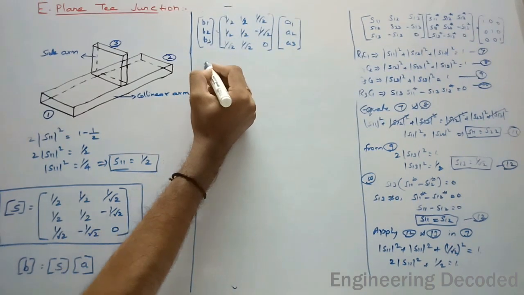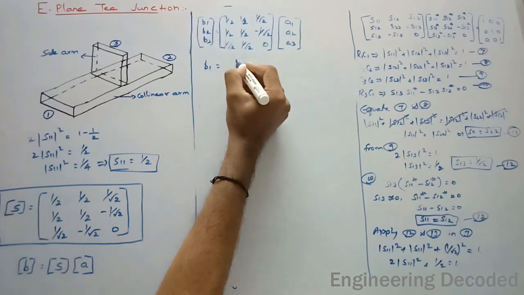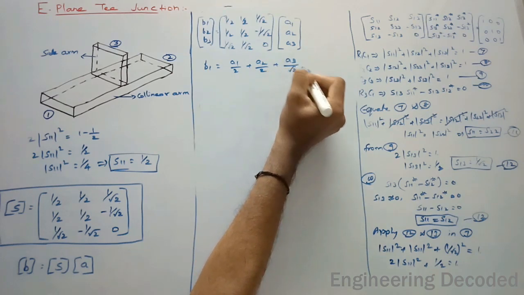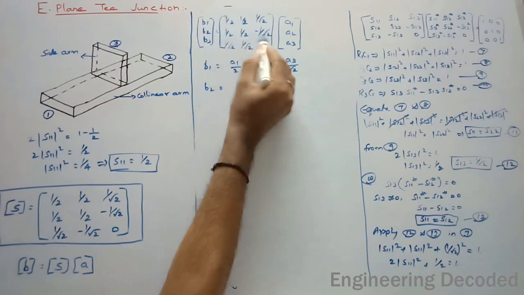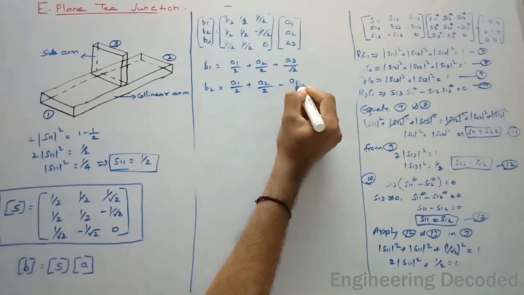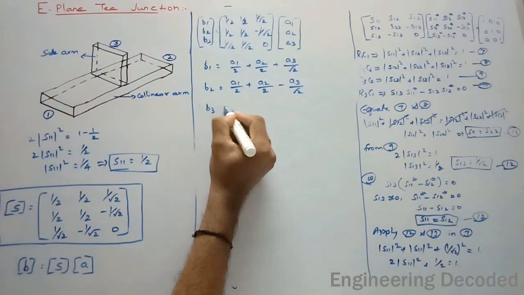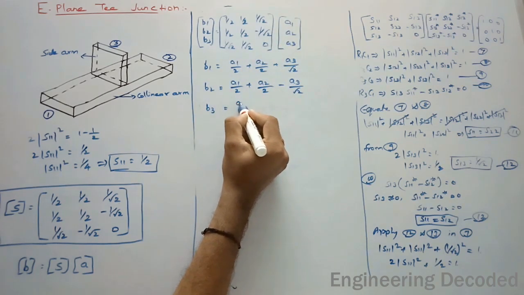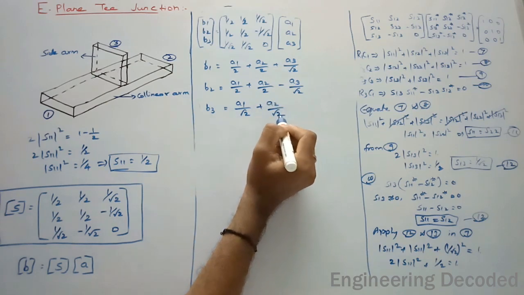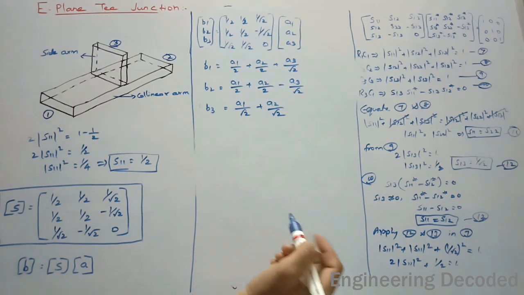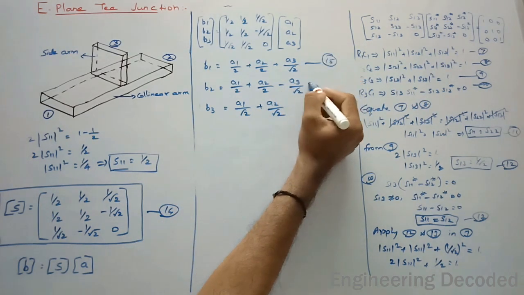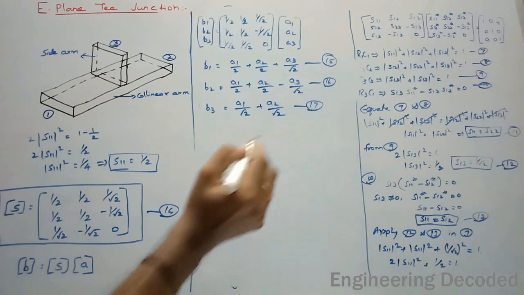So now we can form three equations here. B1 is equal to A1 by 2 plus A2 by 2 plus A3 by root 2. B2 equal to this row into this column, so A1 by 2 plus A2 by 2 minus A3 by root 2. B3 equal to this row into this column, so A1 by root 2 plus A2 by root 2. So we have three equations. We can give them some names. This one is 15, this one is 16, and this one is 17.